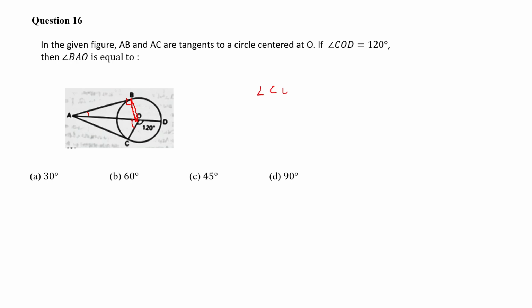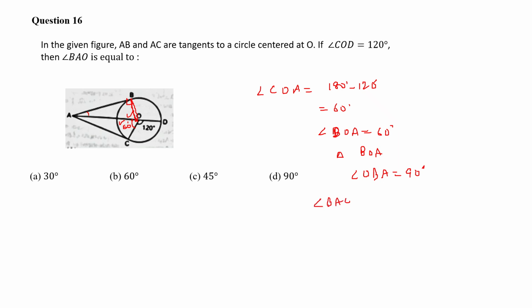Angle COA is 180 minus 120 degrees because it is a linear pair, which is 60 degrees. In the beginning, for one of the questions, I explained that these two angles are equal, isn't it? So if angle COA is 60 degrees, therefore angle BOA is also 60 degrees. This is also one of the theorems I have proved in the previous question. Now if I take triangle BOA, angle OBA is 90 degrees because the radius is perpendicular to the tangent.